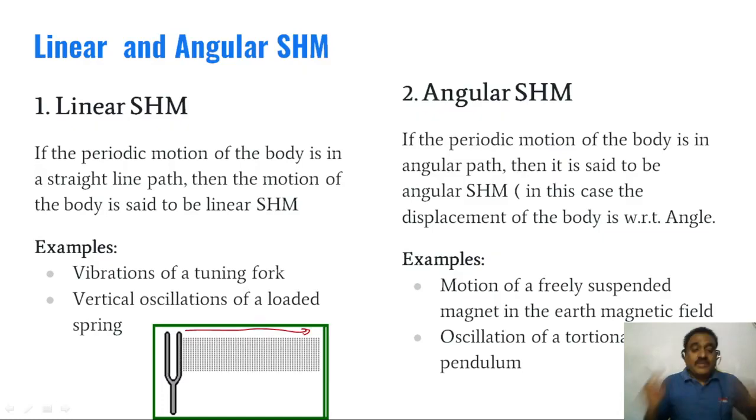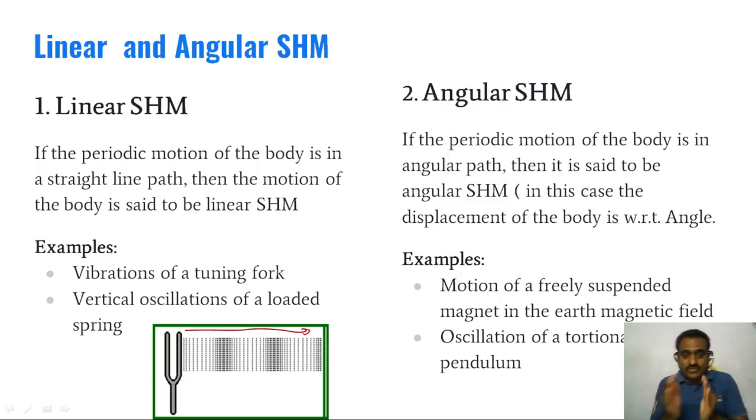Example, vibration of the tuning fork. You can observe it is moving along a straight line. The periodic motion of the body is in a straight line path, so this motion is called linear simple harmonic motion.